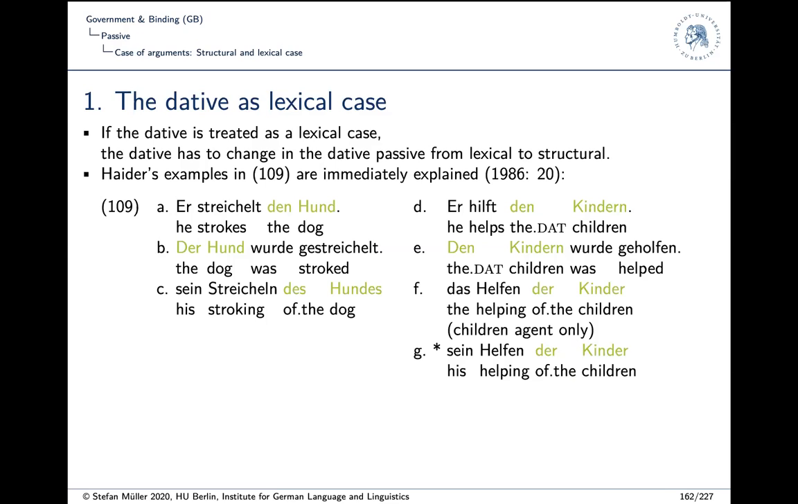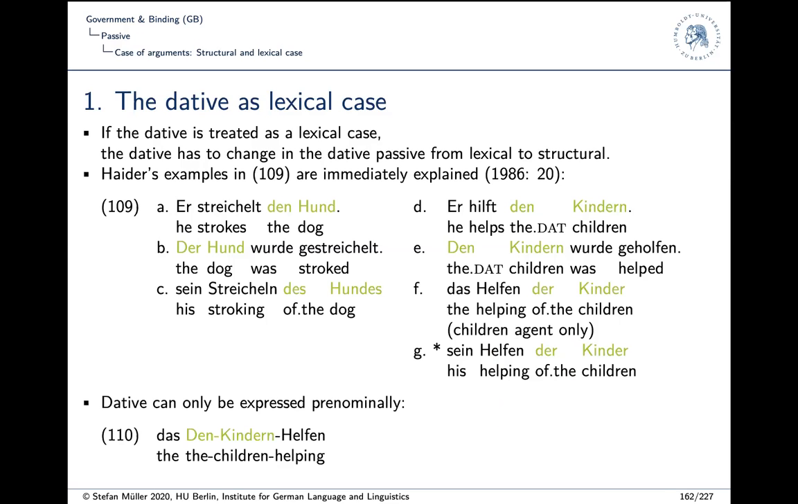So I would really prefer this solution that was suggested by Hubert Heider. The only way to express the dative in these nominalizations is to express it prenominally, "das den Kindern Helfen." So here the dative is sort of inside a VP that is nominalized, right? So it's getting the lexical case inside there, and it's not an argument within the noun phrase.